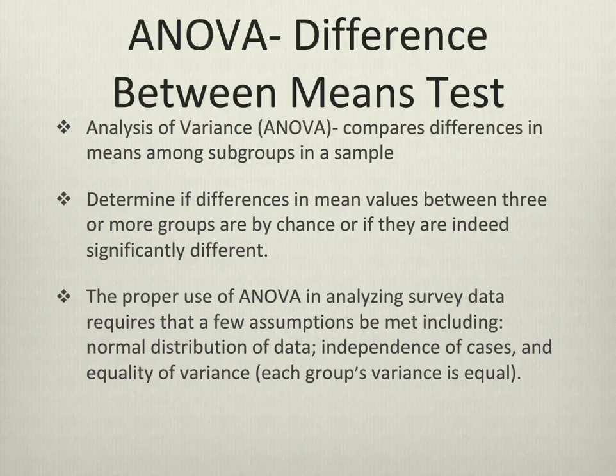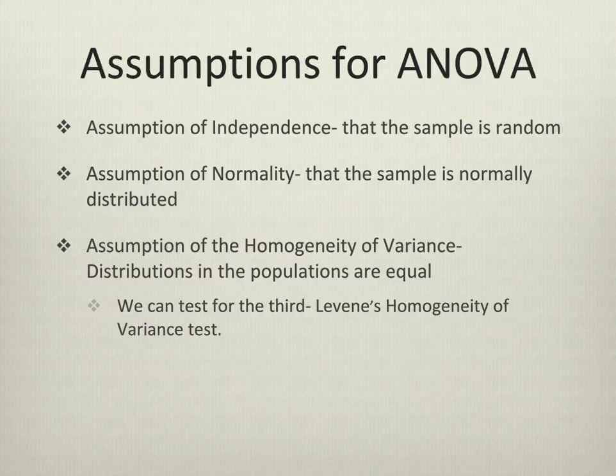In order to use ANOVA, we have to meet certain assumptions. That it's a normal distribution, that it's a random sample, and that each group's variance is equal. So again, our 3 assumptions for ANOVA are that the sample is random, that the sample is normally distributed, and that the distribution within the populations are equal. We can test for this third. We use Levene's homogeneity of variance test prior to conducting ANOVA to make sure that we can use ANOVA. If we don't pass this test, we're going to have to use a different method.